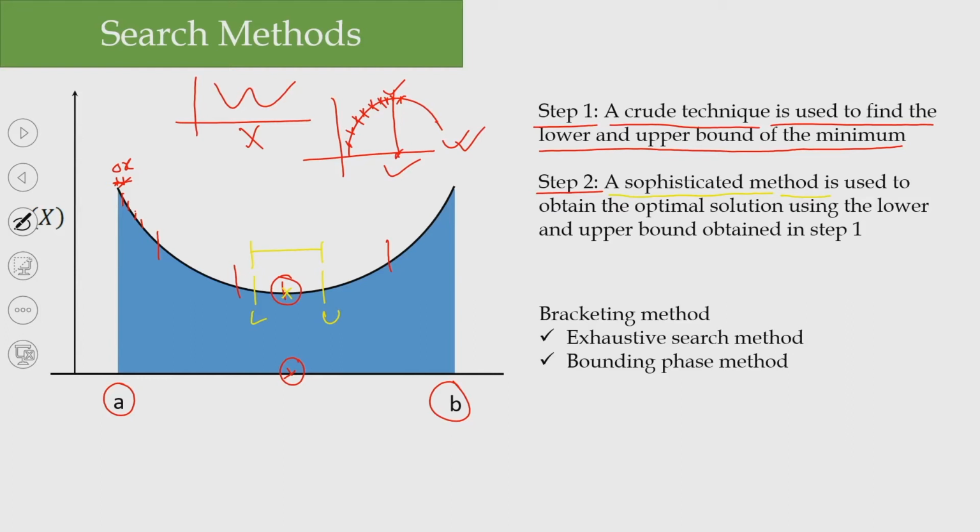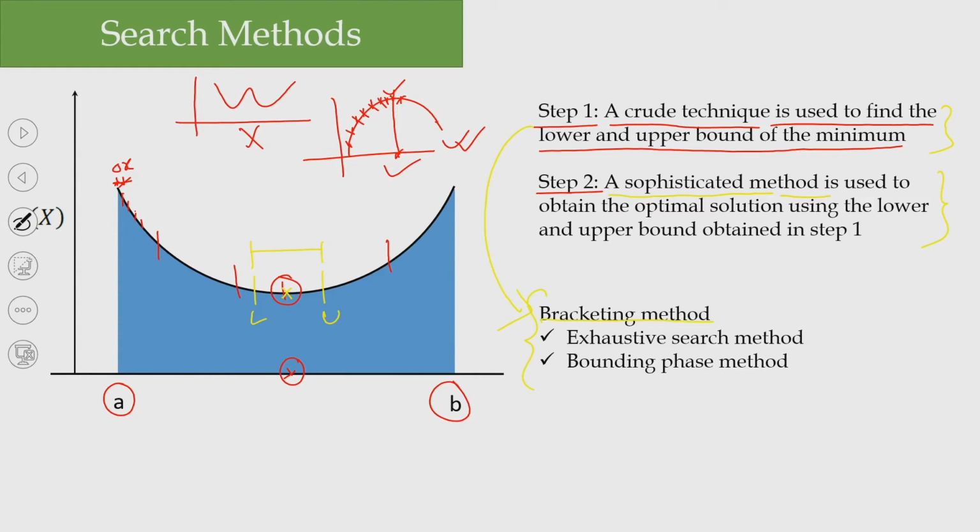Whatever lower and upper bounds you have obtained in step 1 will be used in step 2, and we will be able to find the exact optimal solution of this problem with the desired precision. Now, the step 1 algorithm we call the bracketing algorithm, or bracketing method.